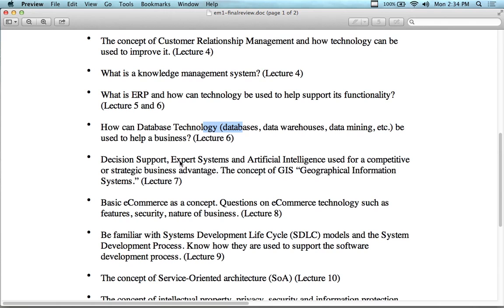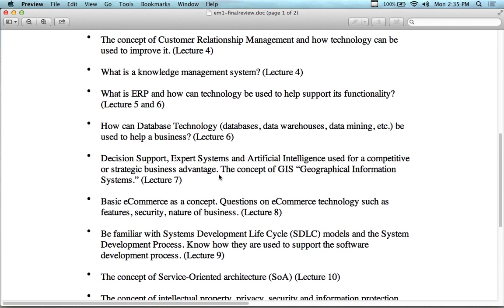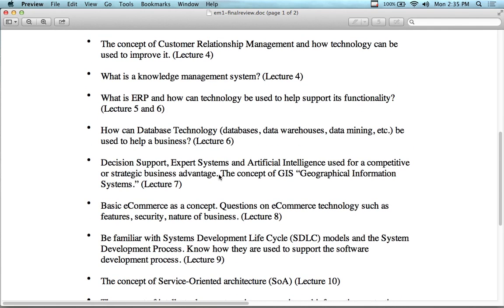Then this next bullet point, decision support, expert systems, artificial intelligence. Remember maps? Geographical information systems. That was actually just recently. Geographical information systems, artificial intelligence, expert systems, decision support systems. Again, it overlaps with knowledge management, which was lecture 4, but you might find a little bit in lecture 4 to help you as well. Lecture 7 was mostly focused on artificial intelligence and GIS, geographical information systems. I think we talked about location-based services as well, stuff like that.